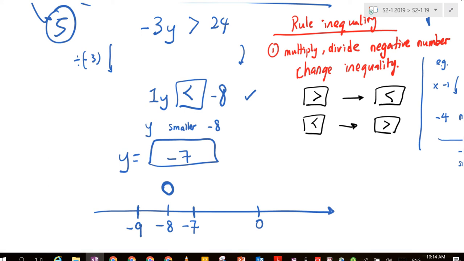Jermaine, the question says x smaller than negative x. Oh yeah, why? Sorry, you very angry. You okay? Cool, cool. Bro, cool?